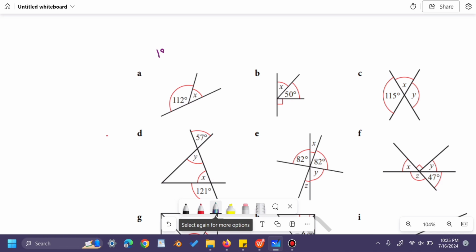So if the total is 180 degrees and we know this part is 112, so we are minusing 112, that will give us x. Or you can also say that 112 plus x is equal to 180 degrees, and then you are moving 112 to the right hand side and 180 minus 112, and that will be your answer, which is going to be 68 degrees.